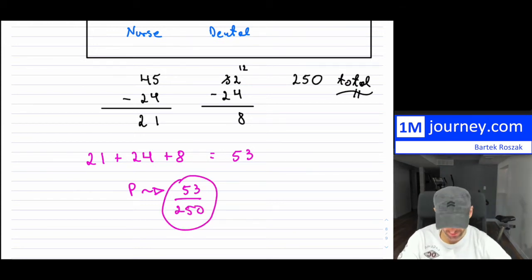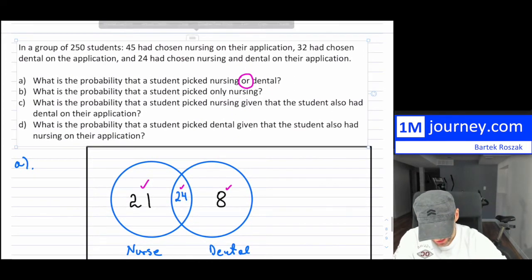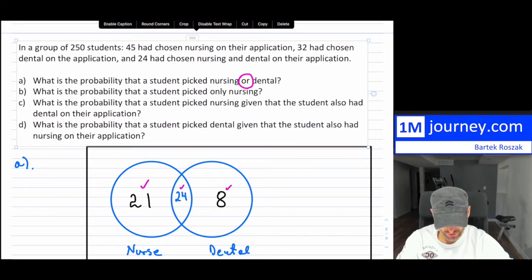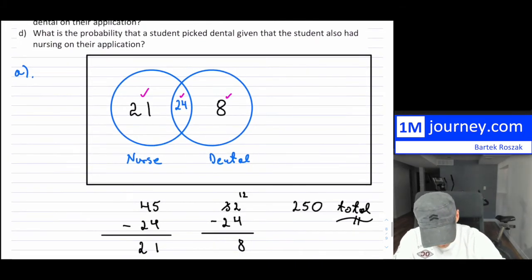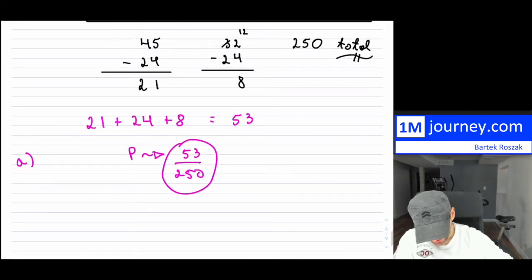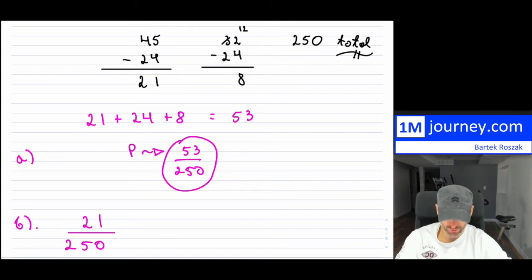So that's the probability. So that's part A. Part B: what is the probability that a student picked only nursing? All right, so only nursing, so that's going to be here. Only nursing is that. Once we have drawn this nice Venn diagram and did all of this, it makes this much easier. So only nursing is 21 out of 250. So that would have been the probability for that.